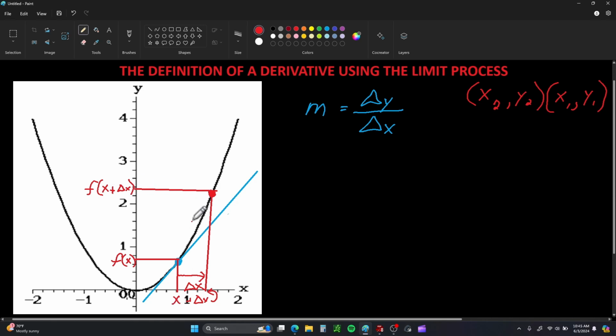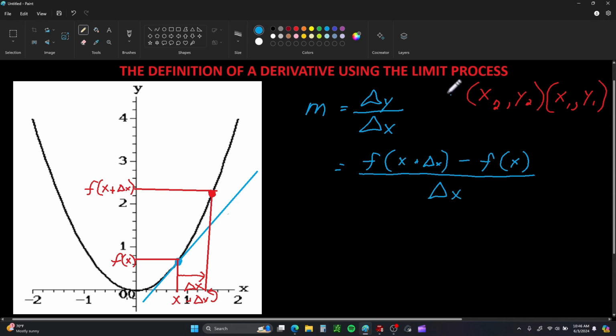Now I have an x and a y for each of these points. So let's plug those in. The change in y is found by having the y2 point, which is f of x plus delta x, and I would subtract from that the original y, which is just f of x. And then for the change in x, the change in x is just the distance between these 2 points, which is delta x. And we'll just bring down delta x from the original formula. We're just about there.